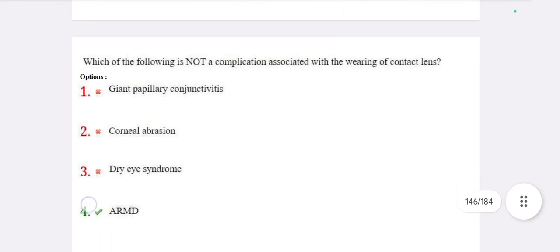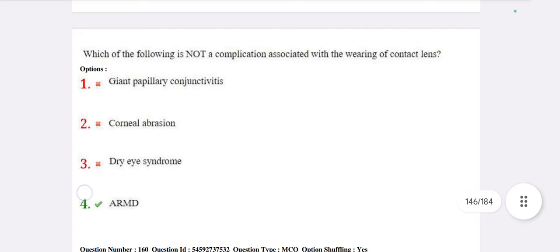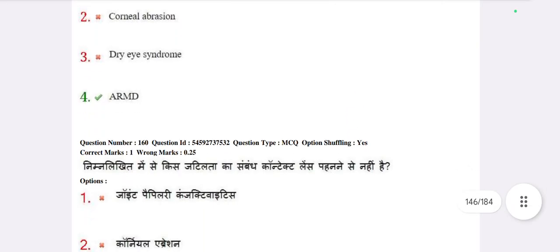Next question is which of the following is not a complication associated with the wearing of contact lens? First, giant papillary conjunctivitis. Second, corneal abrasion. Third, dry eye syndrome. Fourth, ARMD. Correct answer is fourth, ARMD.